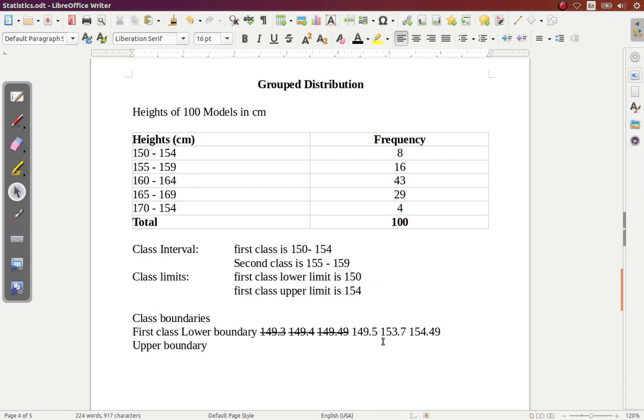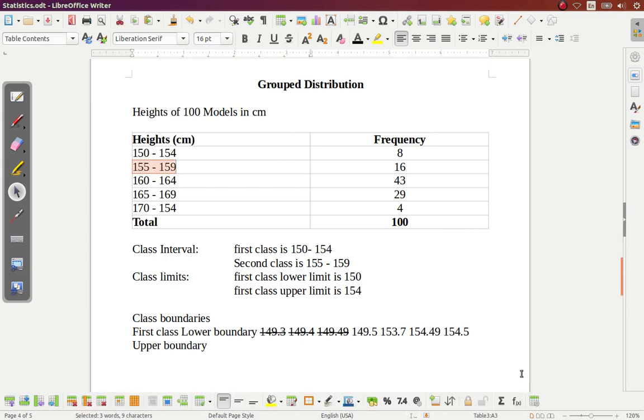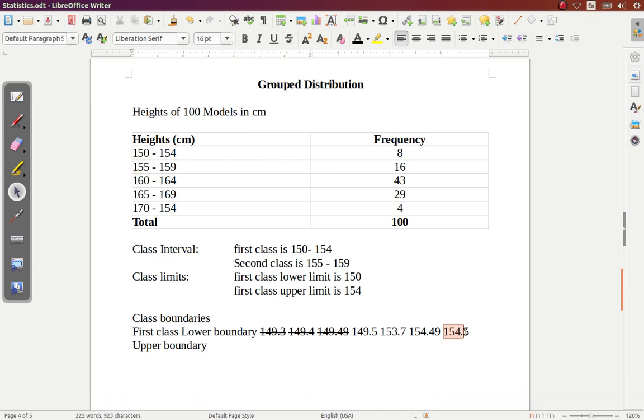Alright? Suppose you had 154.5. Would this belong in the first class? No. This would be rounded up to 155 and be placed in the second class. So this cannot work in the first class. Strike it out.